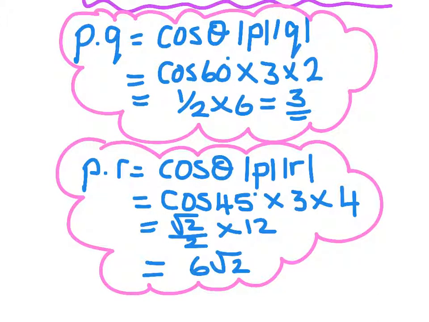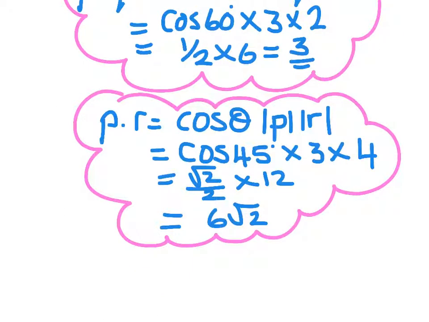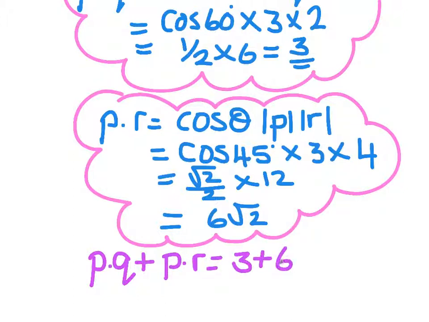So now I can go back to what I originally started with. P dot Q plus P dot R equals 3 plus 6 root 2. And I can leave it in that form because it's a non-calculator question.